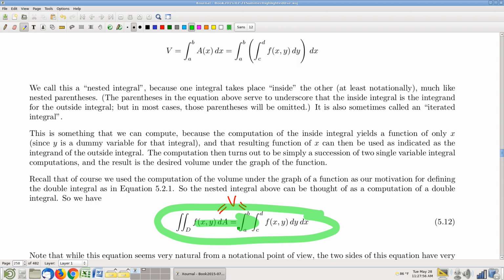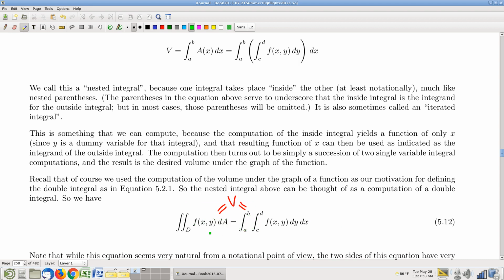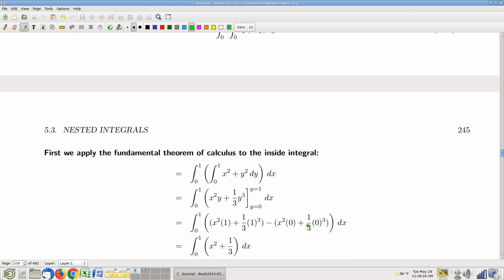The punchline, though, is that as long as the functions in question are all continuous, this actually is true for all double integrals. So again, the big takeaway is not that we have a new way of computing volume. The big takeaway is that now we have a new way of computing double integrals.